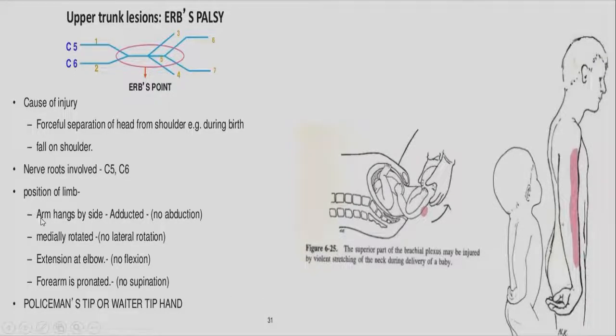They'll also present with the arm hanging by the side, like the arm is adducted. So there'll be no abduction. The arm will be medially rotated. There will be extension at the elbow, and the forearm is pronated. So this forearm is pronated. There will be extension at the elbow. The arm is going to be adducted. So these are the features that are going to show with Erb's palsy. So just know Erb's palsy is damage to the upper trunk, and it happens either during forceful separation of the head during childbirth, or a fall on the shoulder.